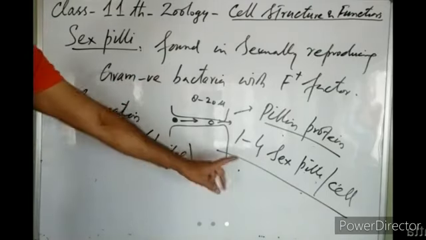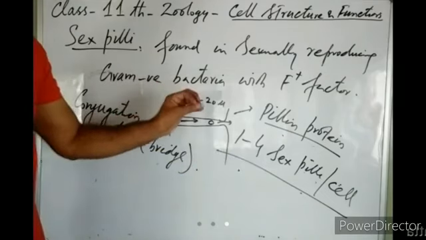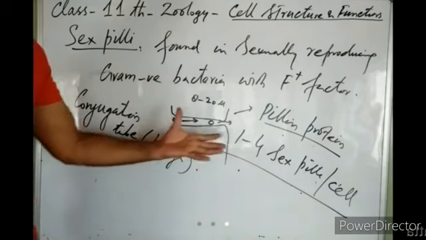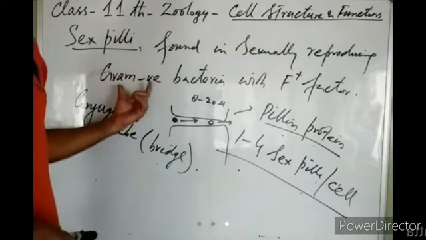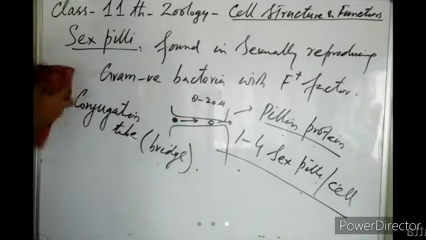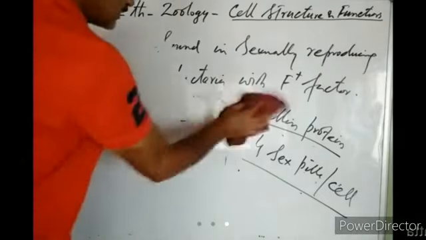So they are limited in number, 1 to 4 per cell. They are hollow tube-like outgrowths measuring just 8 to 20 microns in length, and they help in the exchange of gene segments. They are not found in all bacteria; they are only found in sexually reproducing gram-negative bacteria with fertility factor. Similarly, we have one more structure present extracellularly, known as fimbriae.